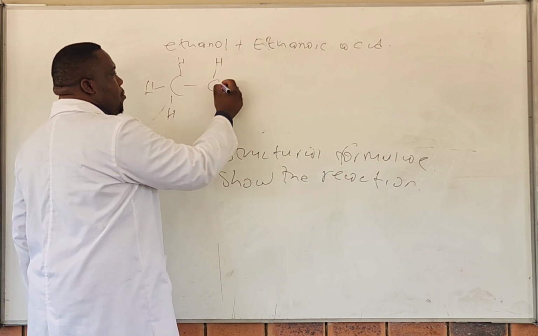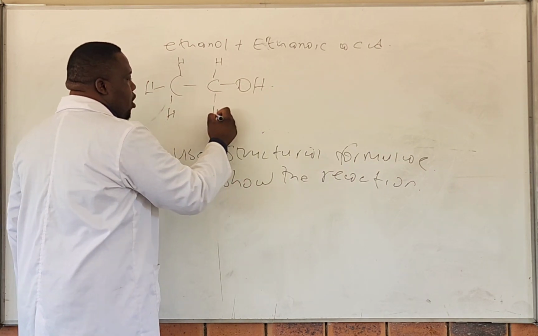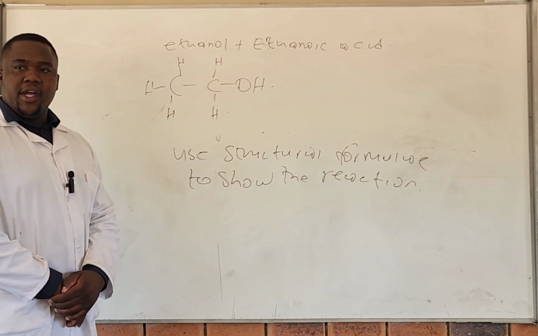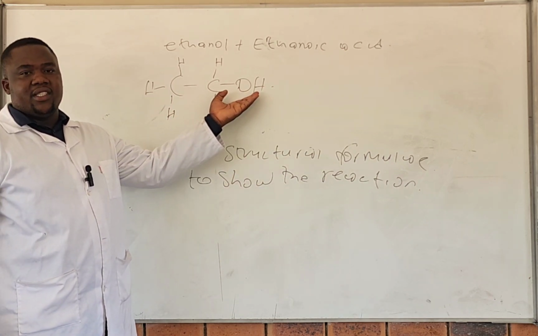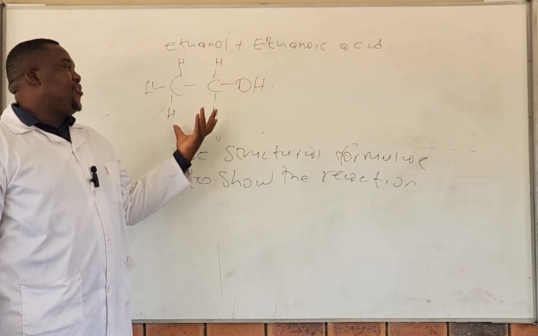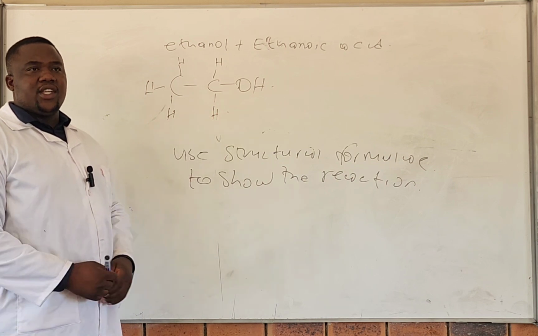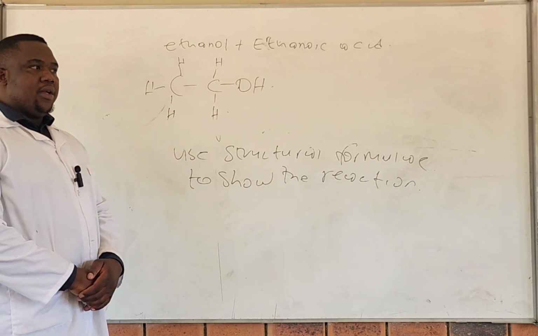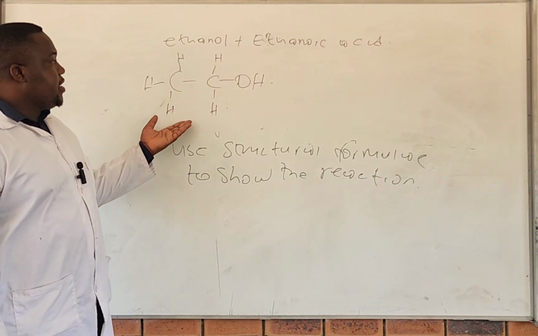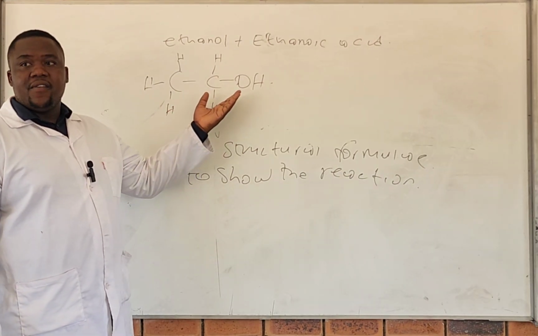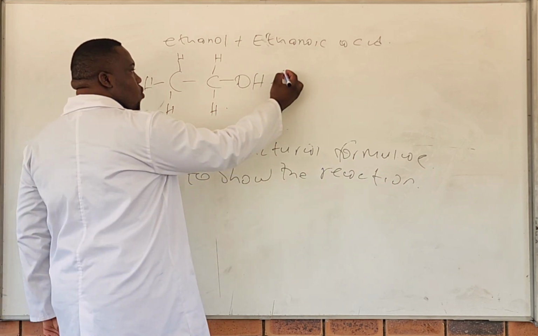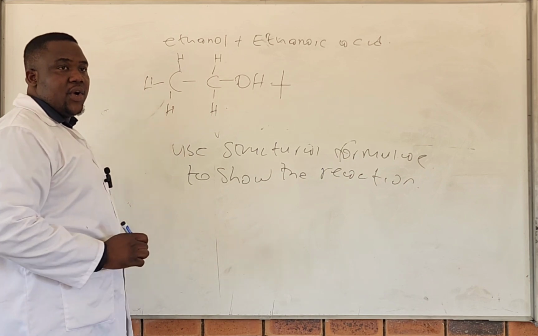This is the structural formula, and we know that an alcohol has got OH, which is the hydroxyl group. That is the functional group that we find in alcohols, it is called the hydroxyl group. Are we together? So this is the structural formula of alcohol. Then we add ethanoic acid.